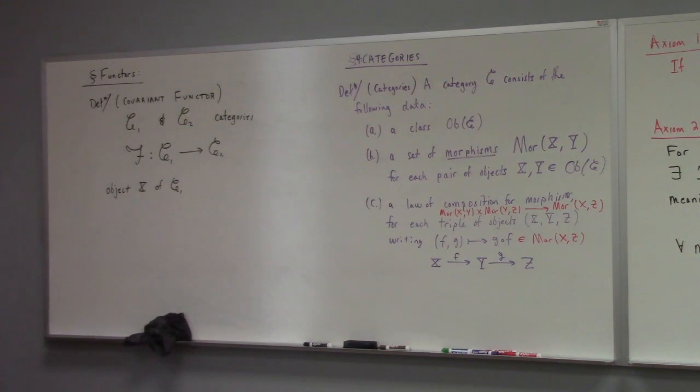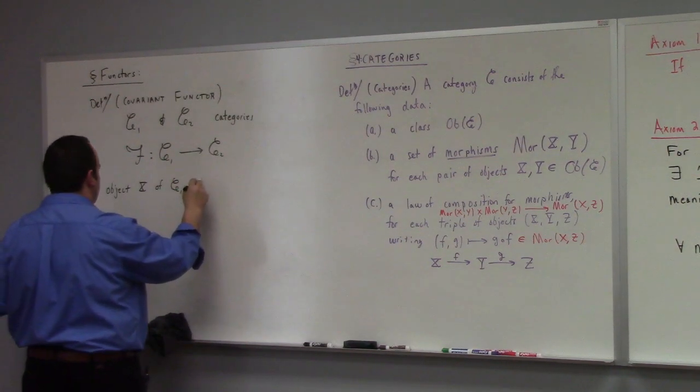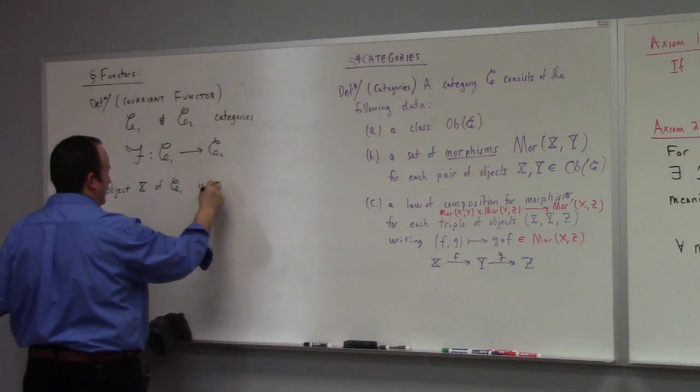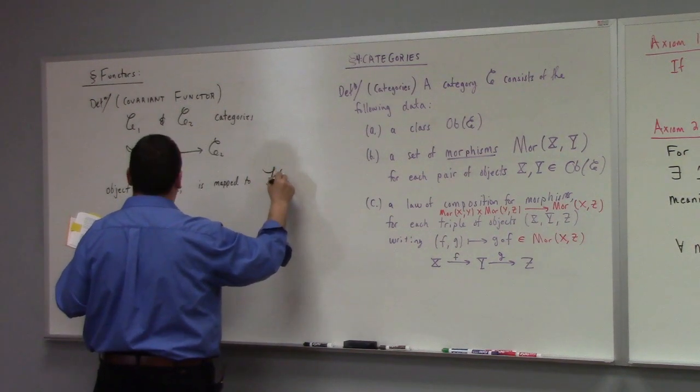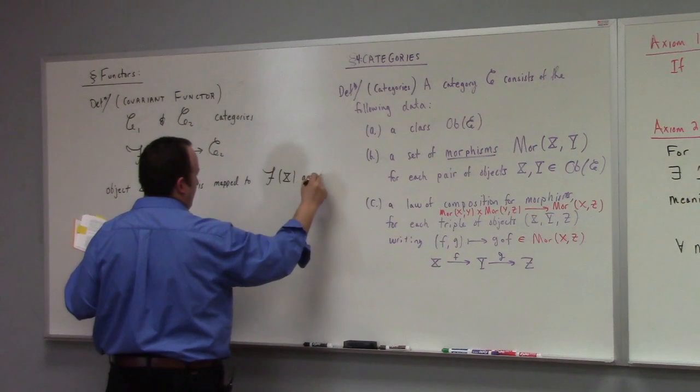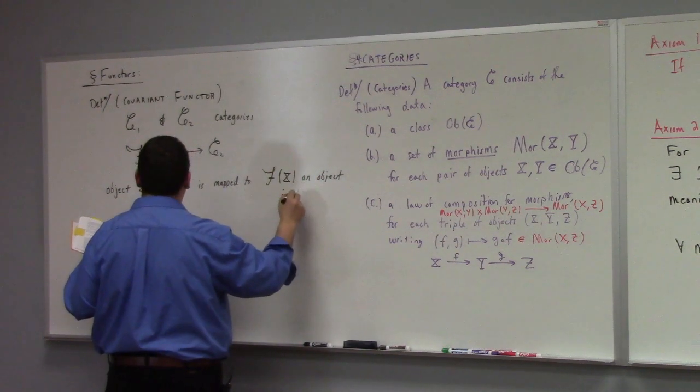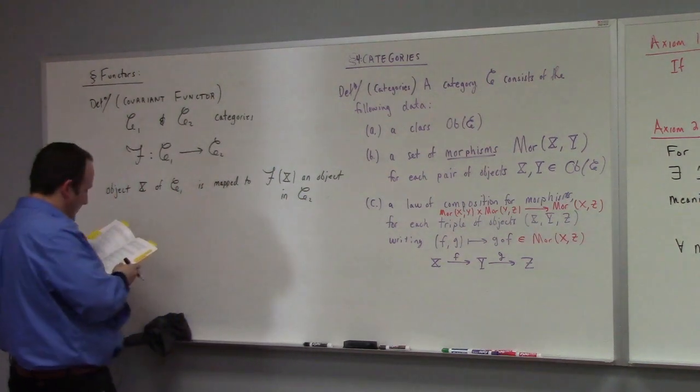A category is not just a collection of objects. A category is a collection of objects and a collection of morphisms, which satisfy certain axioms. In contrast, a topology is a collection of subsets of a set. A category is more carefully defined than that. Anyway, object x of C1 is mapped by the functor to F of x, an object in C2, right?